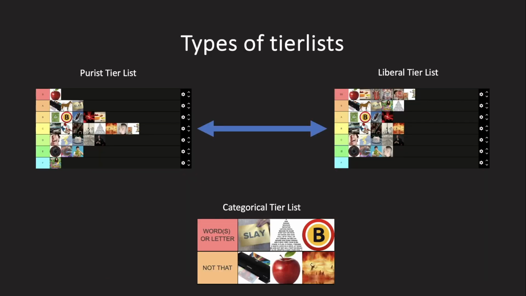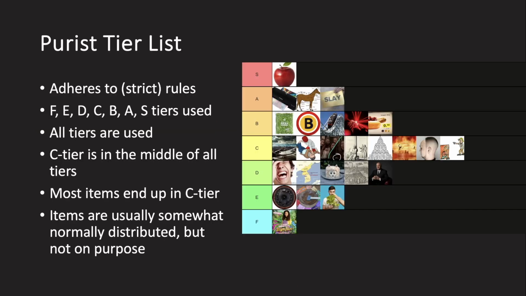Now back to this slide, we've still got the purist and the liberal tier lists left. Now, very shortly, the purist tier lists are tier lists that adhere to strict rules. They try to represent reality as closely and as accurately as possible, while liberal tier lists are usually made more for fun. They bend the rules a lot more and they just kind of go with the flow.